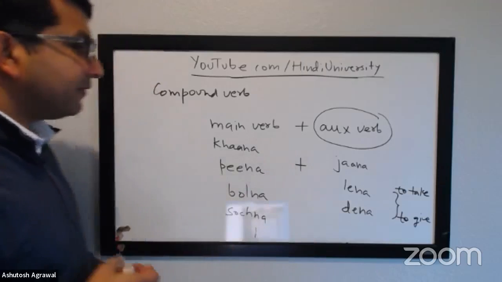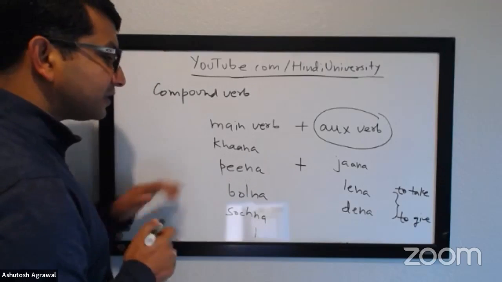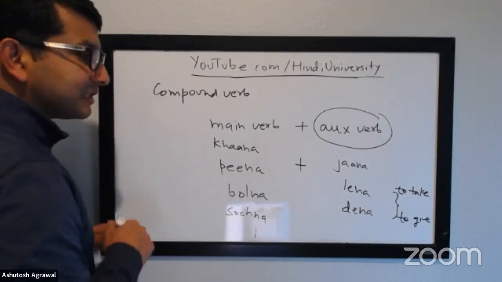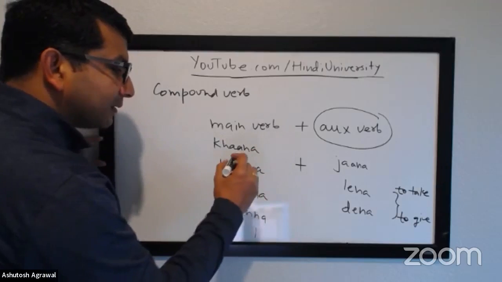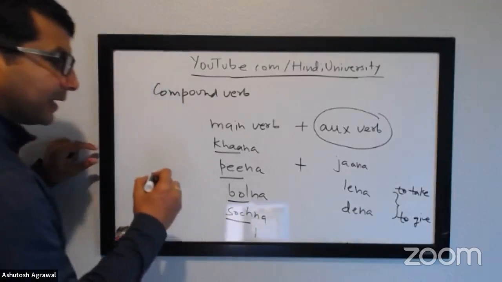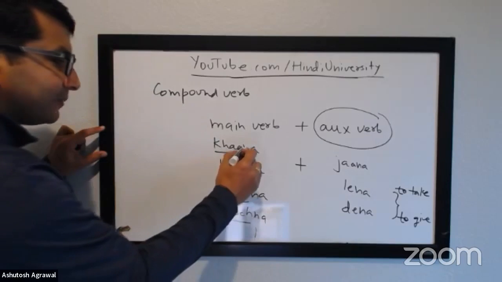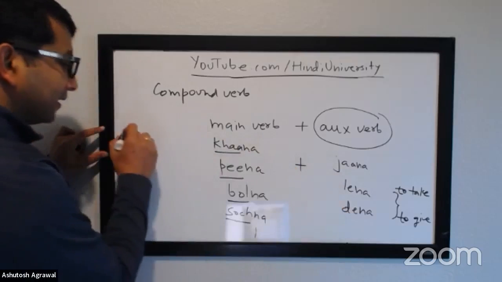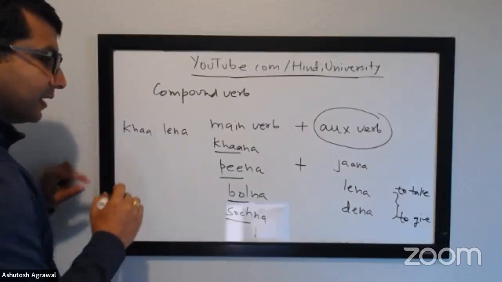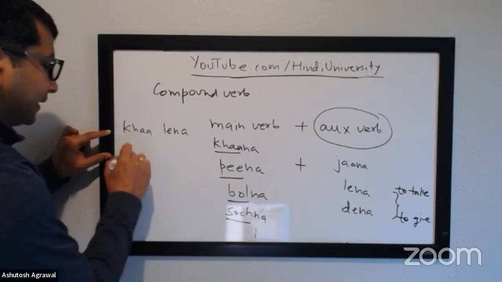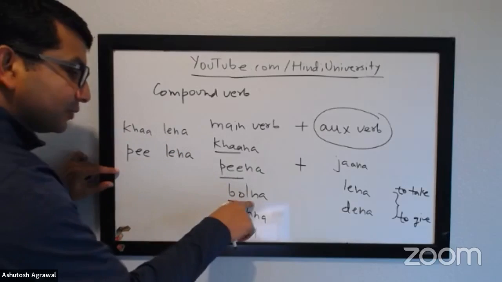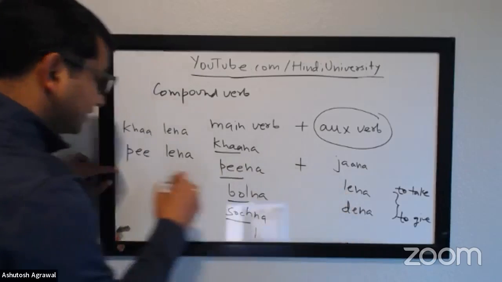Now, without going into the detail of each of those, let's try to see how the compounding works. Right now, think of it like nobody knows the meaning of it, but when you add these two verbs together, from the first one you only take the base stem. So if I'm using khana with lena, it will be kha lena. When I'm using pina with lena, it's pi lena. When I'm using bolna with dena, it's bol dena.